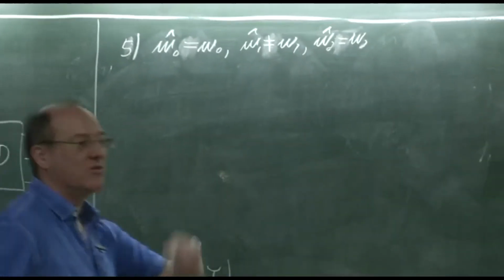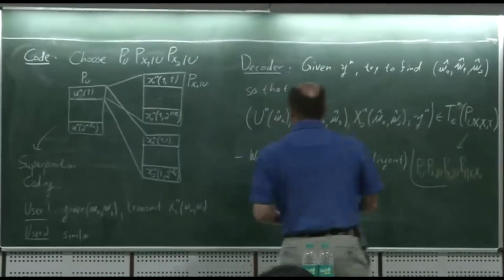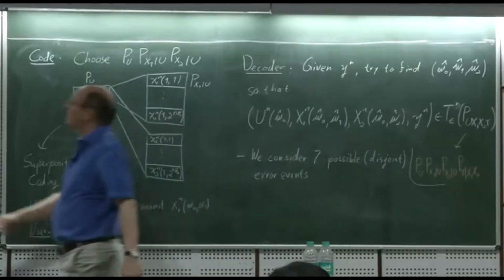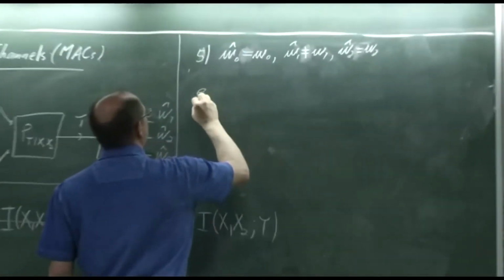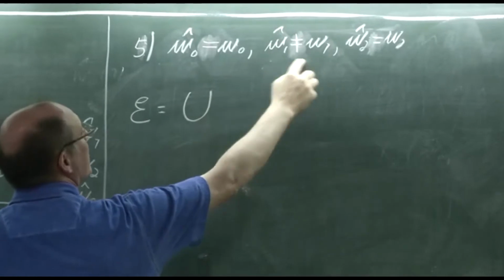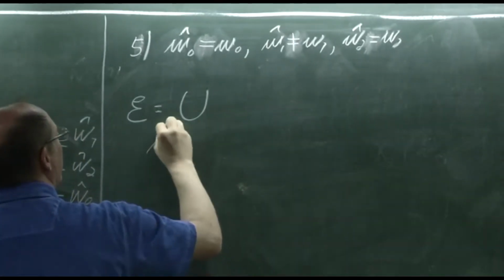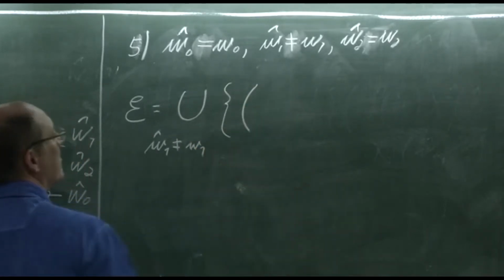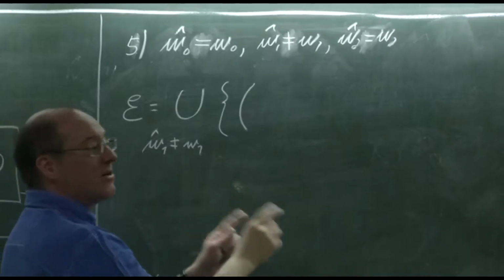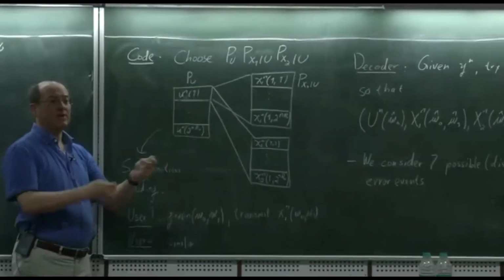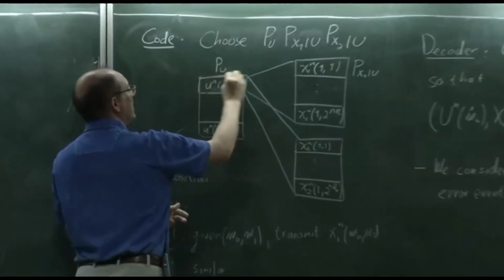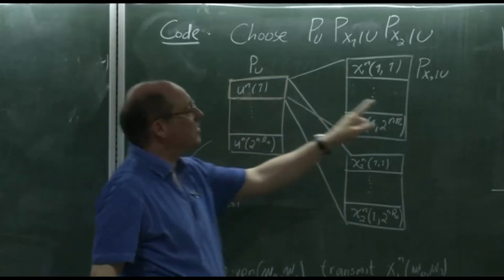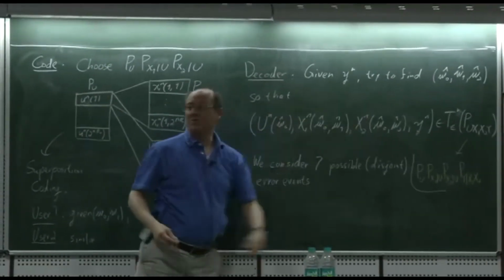So what's going to happen? Let's take a look over here. Well, maybe I'll write it out. Let me just write out this event. What's going to happen? Well, the event is going to be the union over W1 hat not equal to W1 of the following situation is happening. U^n is now going to be the correct one that was sent. So now we're focusing on this U that was actually transmitted over the channel, right? And that U is actually typical with Y^n because it's the one that was transmitted, right?